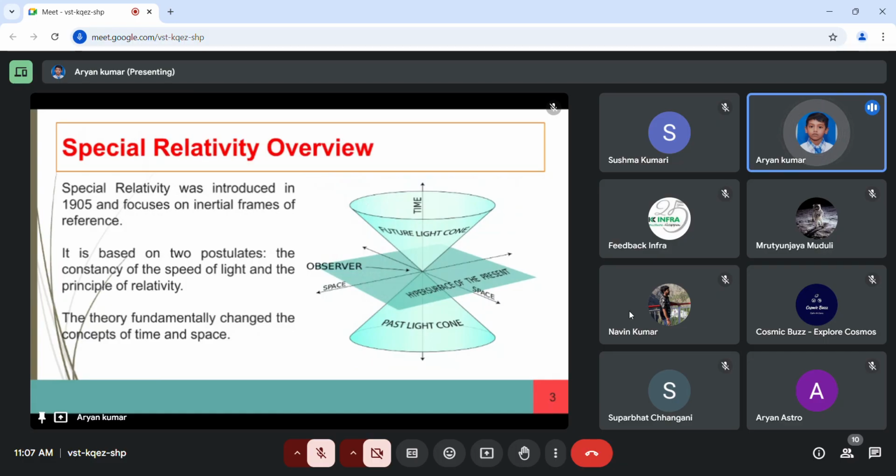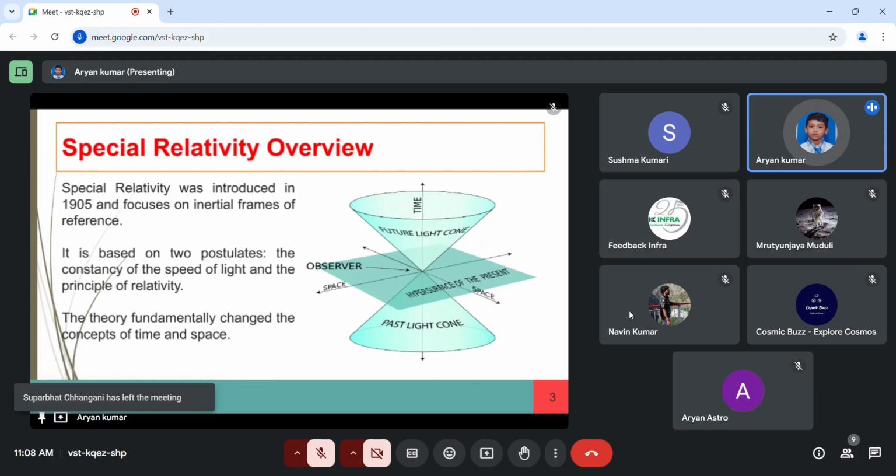Special relativity overview. Special relativity was introduced in 1905 and focuses on inertial frames of reference. It is based on two postulates: the constancy of the speed of light and the principle of relativity. The theory fundamentally challenged the concepts of time and space.